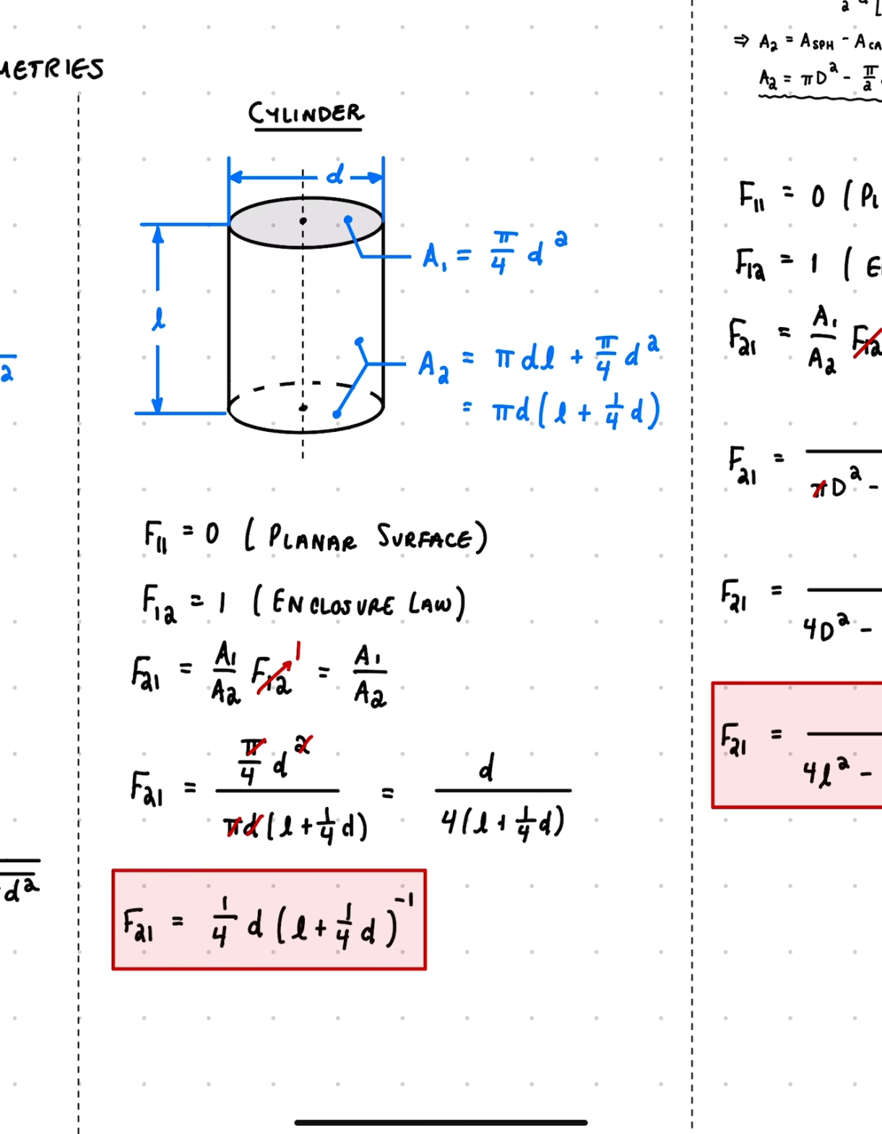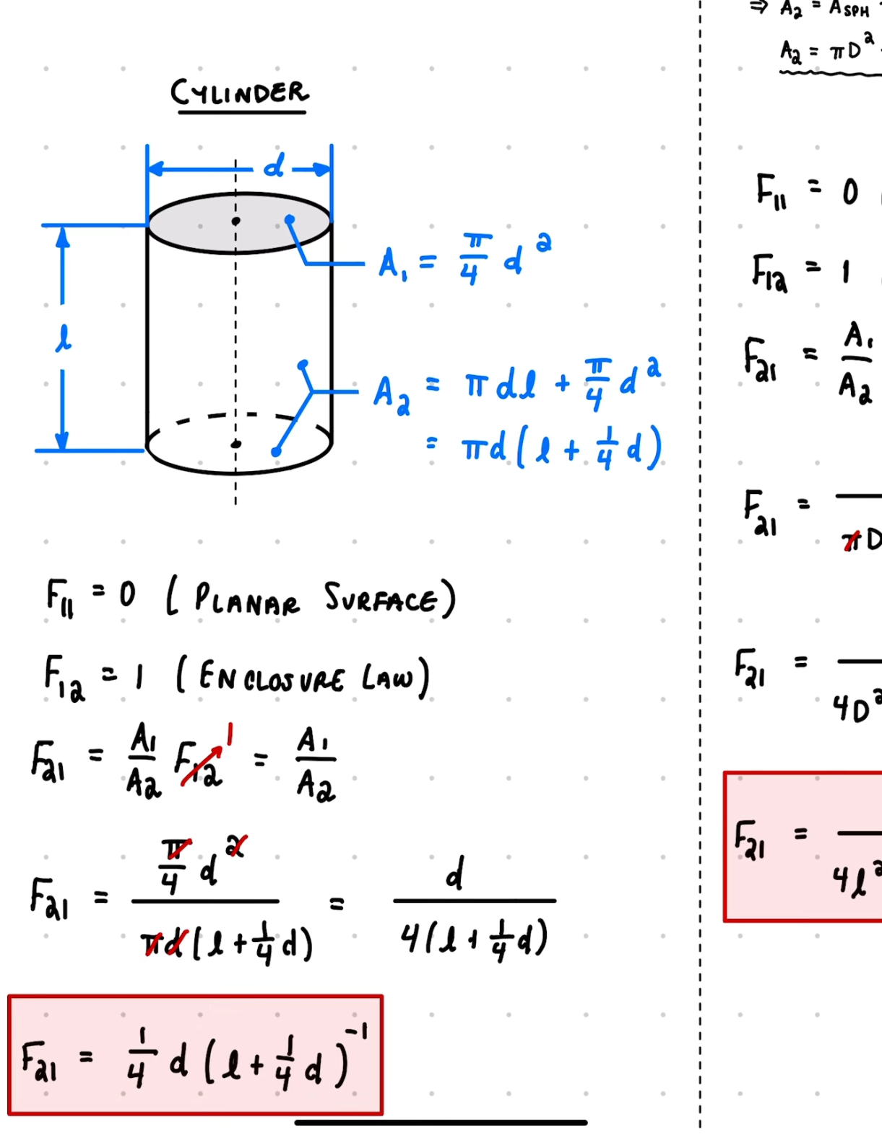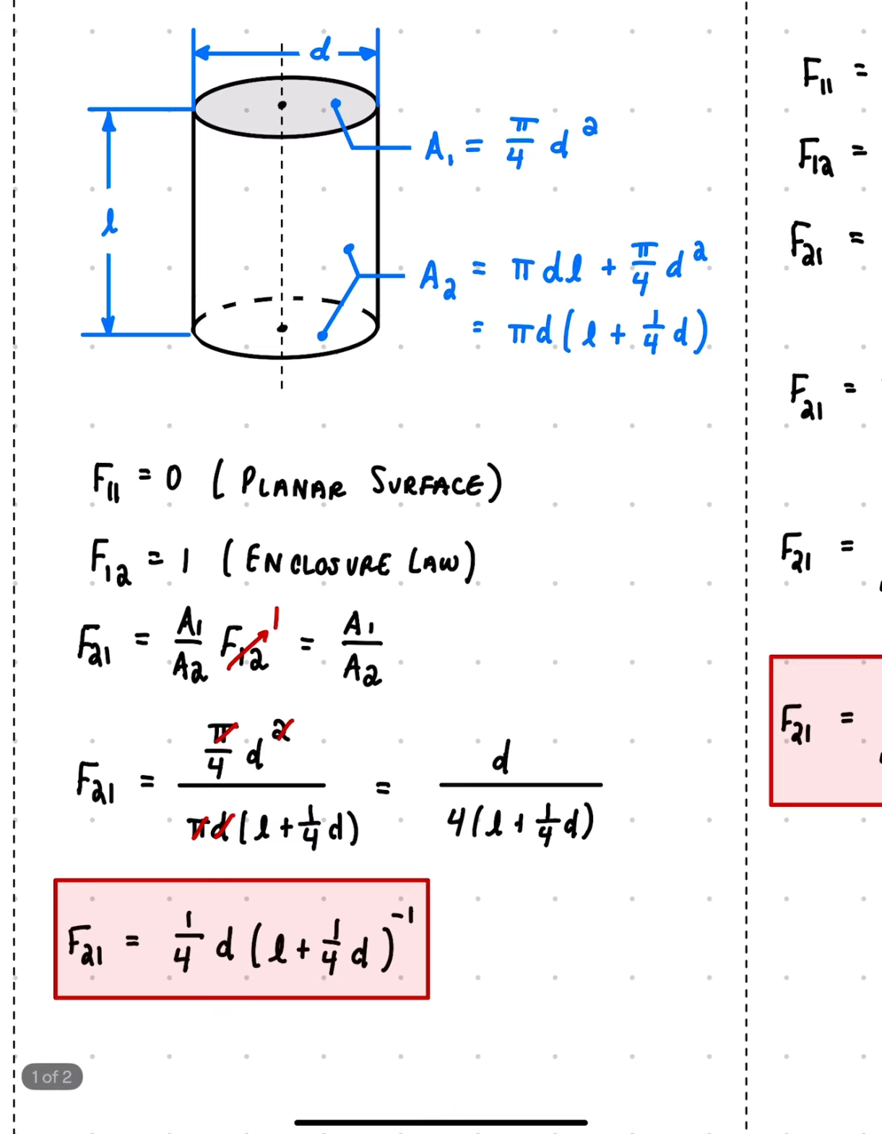Secondly, for our cylinder, we can notice that it has the same cross-sectional area on top. So A1 is going to be equal to pi over 4 d squared, and A2 is going to be equal to the area of the side of the cylinder plus this base area, which we can lump together since we don't care about the view factor between, let's say this is surface 3, right? We don't care about that view factor from 3 to 2. We can just lump those together. So that's just going to be pi d L plus pi over 4 d squared. And we can simplify that a little bit by factoring out the pi d to get pi d times L plus 1/4 d.